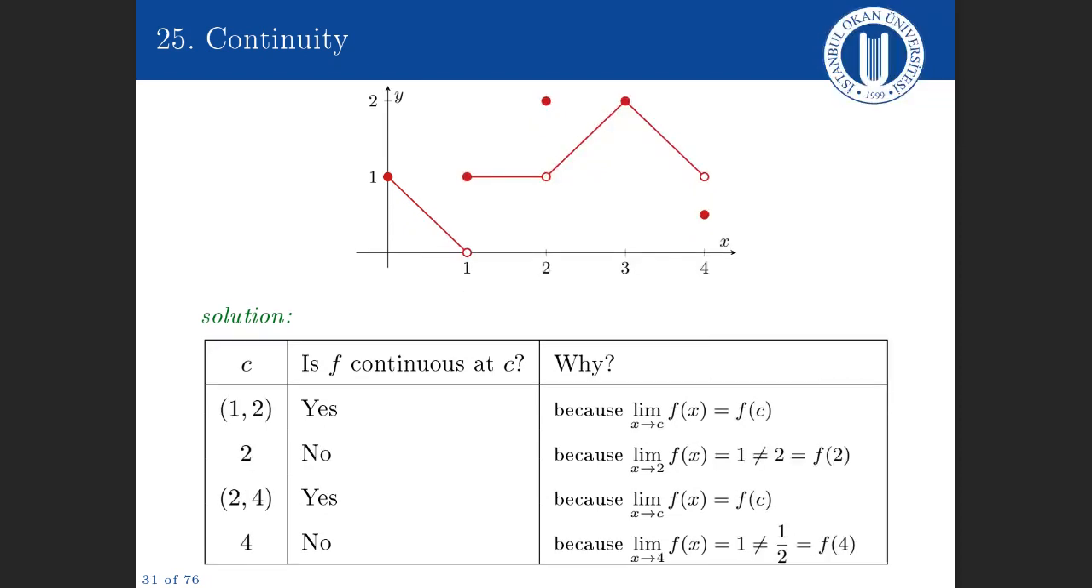Next, between 1 and 2, is it continuous? Yes. Is it continuous at 2? No. Why? Well, the limit as x tends to 2 exists and is equal to 1. And the function is defined here, f of 2 is equal to 2. But these numbers are not the same, so the function is not continuous here. Is the function continuous between 2 and 4? Yes. Is it continuous at 4? No.